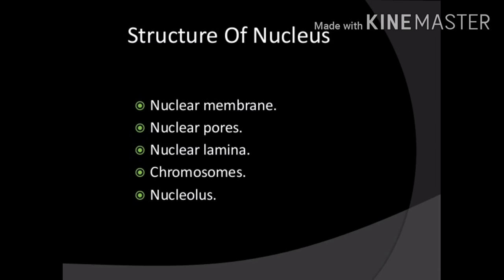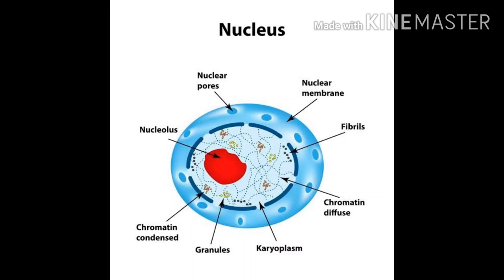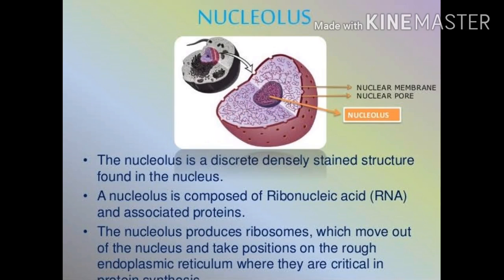The nucleus structure is probably divided into 5 parts: the nuclear membrane, the nuclear pores, the nuclear lamina, and the chromosomes along with the nucleolus in it. Now we will get into it one by one. So the first part of the nucleus that we are going to study is the nucleolus, which is a discrete, densely stained structure found in it. It is composed of RNA and the associated proteins. It produces ribosomes which move out of the nucleus and take position on the rough endoplasmic reticulum where they are critical in protein synthesis.